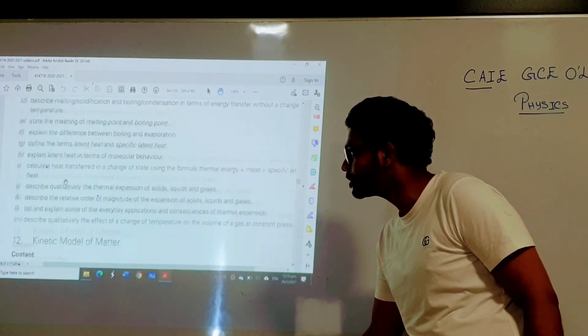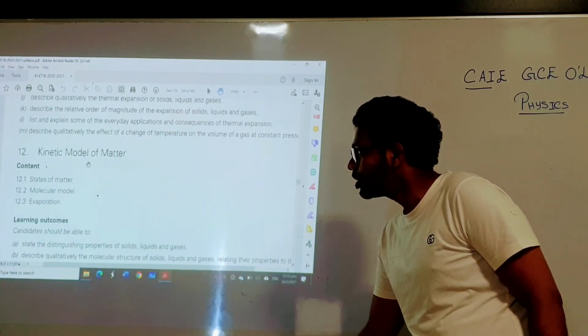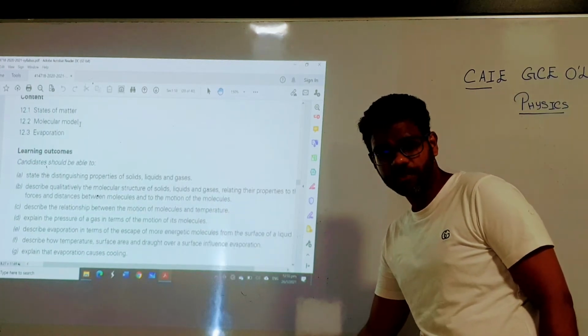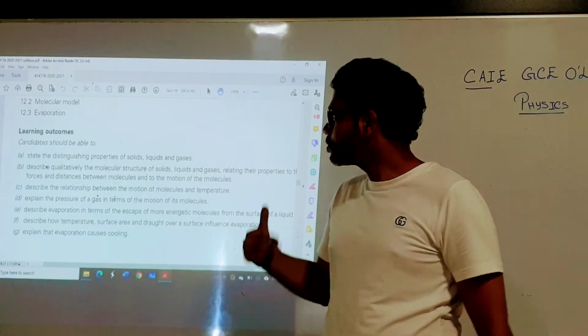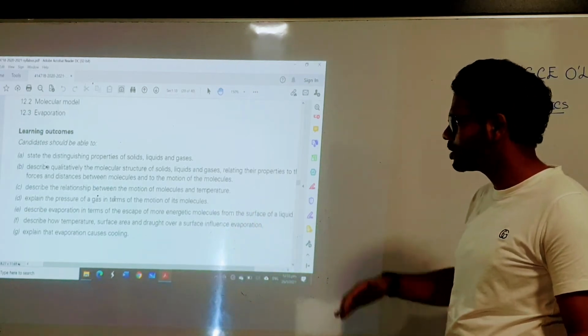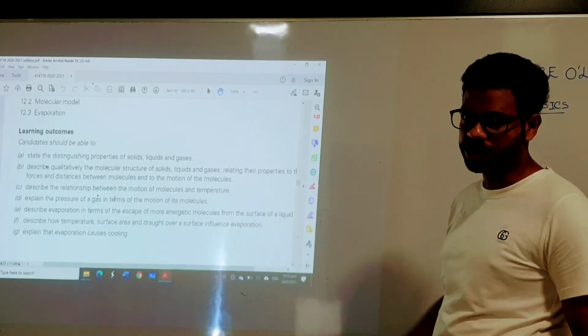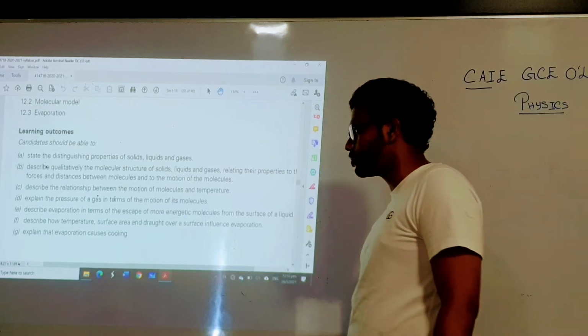Then you have kinetic model of matter. This won't be very difficult. I would say this requires very little time. It's mostly theoretical, but you will have questions from here which are not very difficult, I would say.